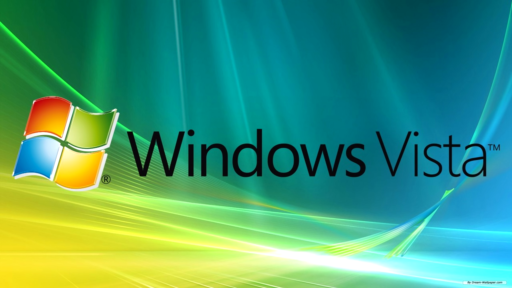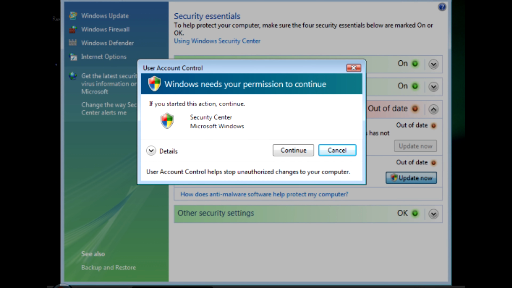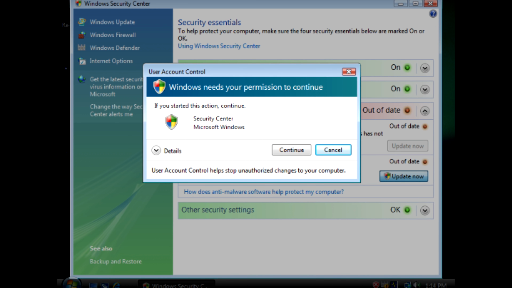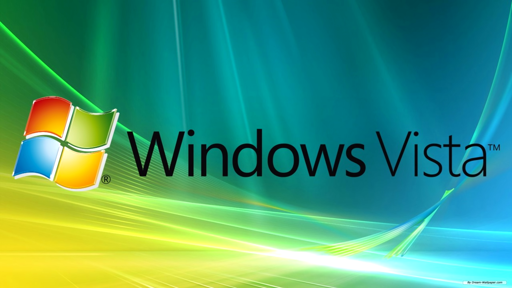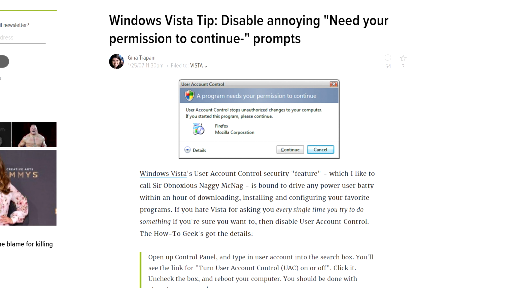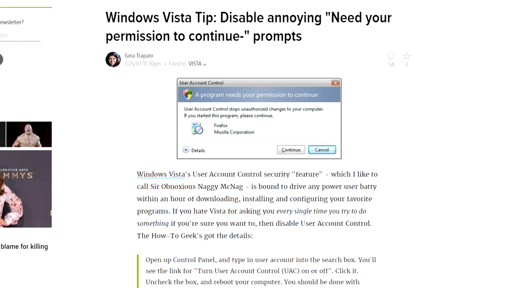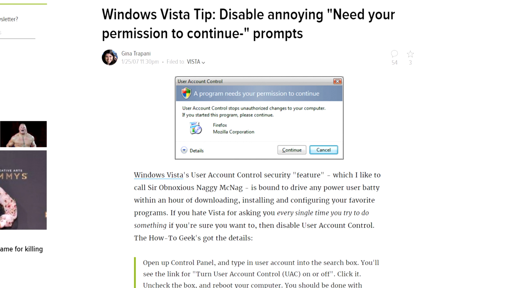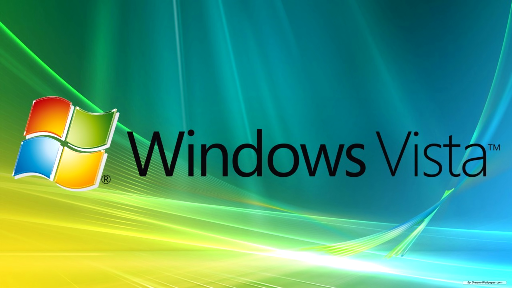Now, the idea of UAC was and still is a great idea, but unfortunately, this led to an excessive number of UAC prompts while using Windows Vista, and would take control of the entire screen every time a prompt showed up. Due to the frequency of these messages, many users stopped reading the prompts entirely, and would simply just click yes in order to get the prompt to go away, defeating the entire purpose of the UAC. There was an option to turn off the UAC completely, but this was not recommended by Microsoft or security professionals, and personally, I don't recommend it either.